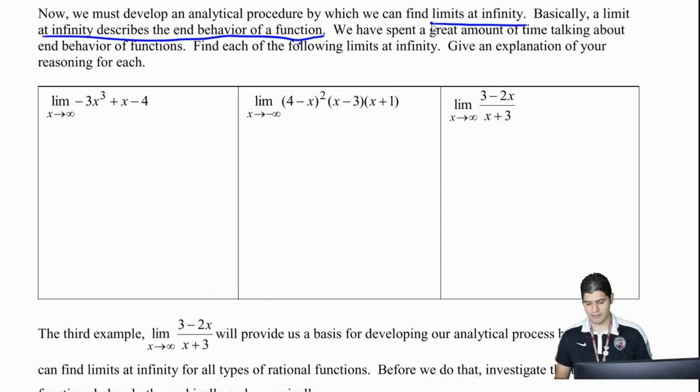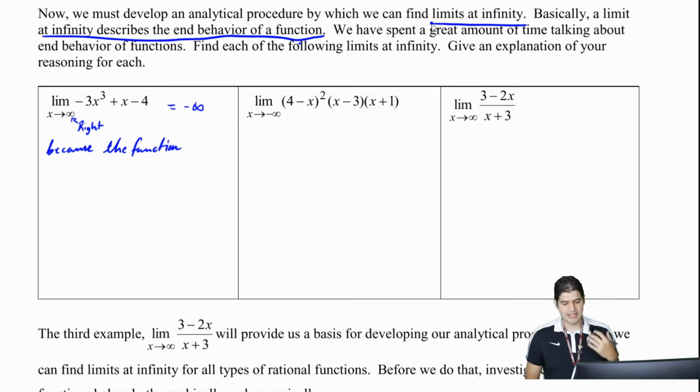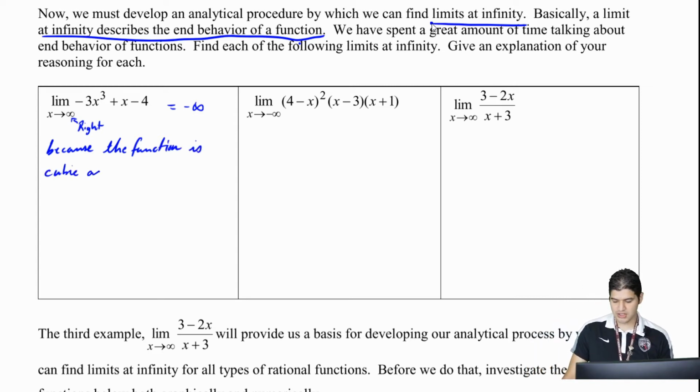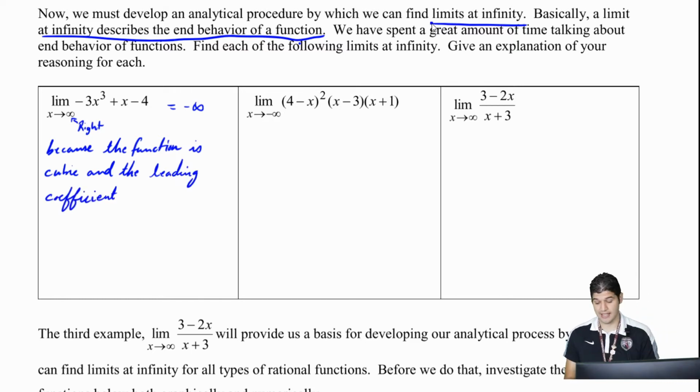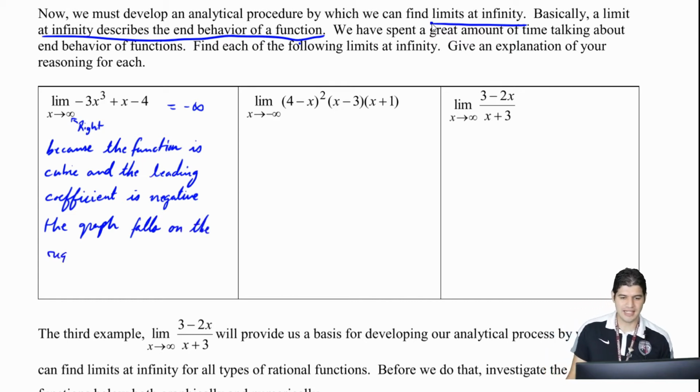So in our first example, let's just read it. The limit as x approaches infinity. Let me pause right there, because since it's on the infinity side, we're talking about what's happening on the right end behavior. So what's happening on the right side? Well, because this function is a cubic function, and the leading coefficient is negative, -3 in this case, the graph on the right side is going to fall. Since it's falling on the right side, it's approaching -infinity.